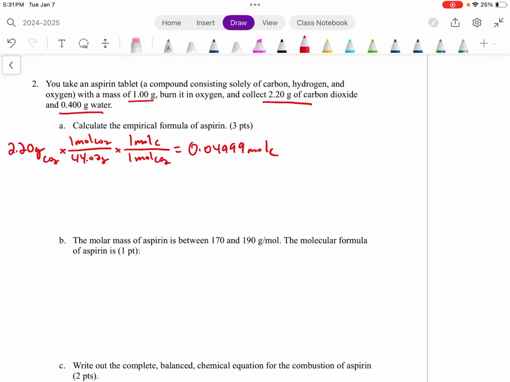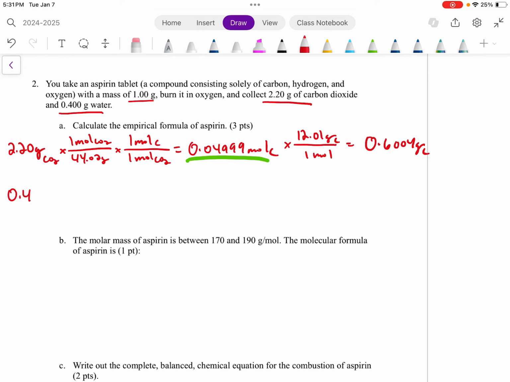I do need the grams of carbon though, so I actually continued and said that there's 12.01 grams of carbon in 1 mole, and then that's 0.6004 grams of carbon. So part of why I stopped to solve here was because I knew I was going to need this number eventually, so why not stop and solve and then go from there? But you could have done it in a different order, totally fine.